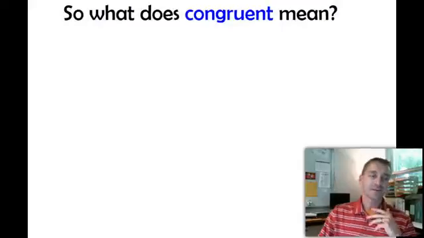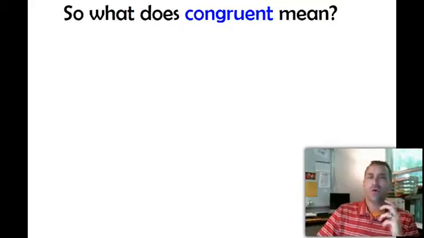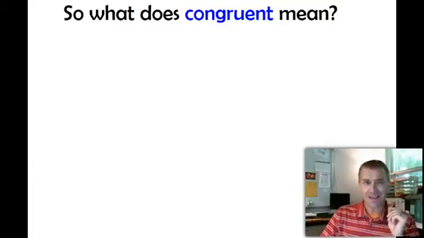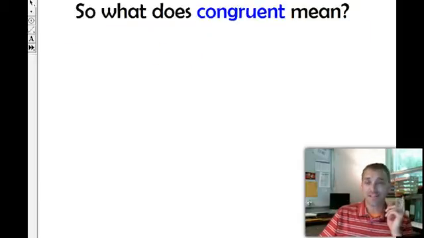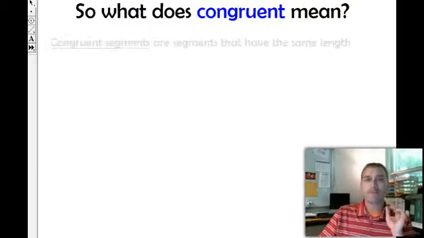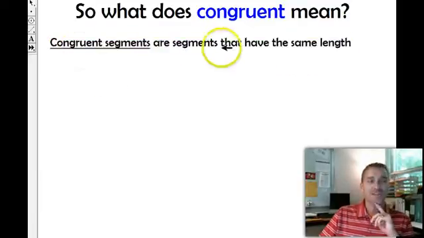So what then does it mean when we have these angles or segments congruent? What does congruent mean? Crazy question. Well, here's what congruent means. It is this. We'll do segments first. By definition, and yes, this should go in your notes, congruent segments are segments that have the same exact length.